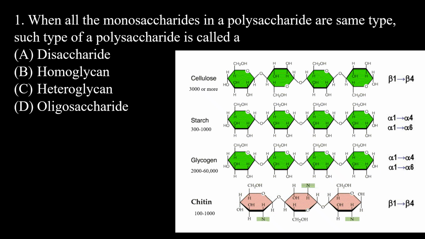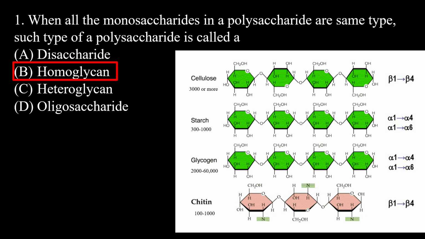If we look into the options, option A and D, oligosaccharide and disaccharide, these are not polysaccharides. So these are wrong options. B, homoglycan, C, heteroglycan. Homo means same, hetero means different. So the right option for this question is B, homoglycan. Homo means same, glycan means saccharides. So homoglycans are the polysaccharides in which all the saccharide units are of same type.